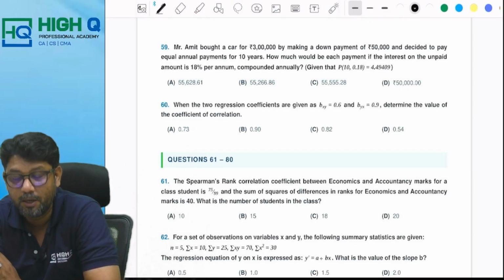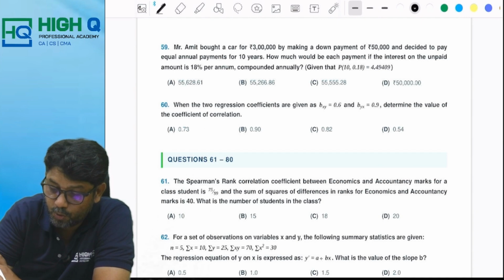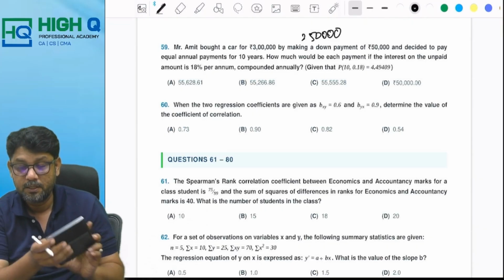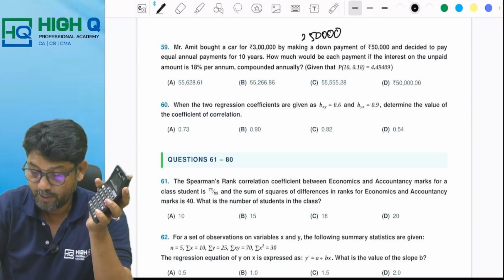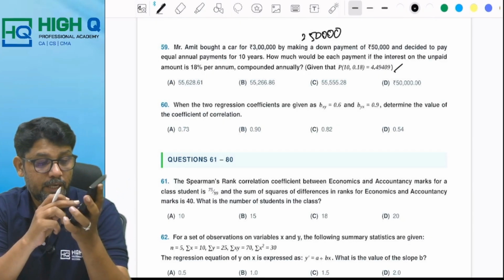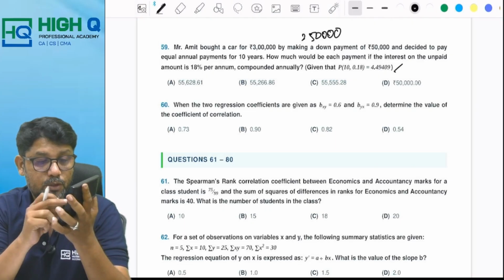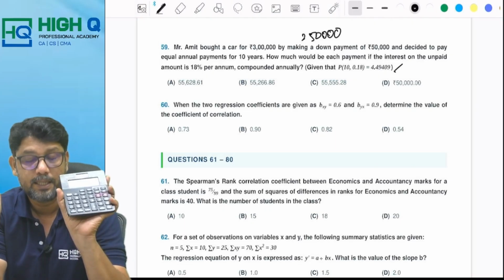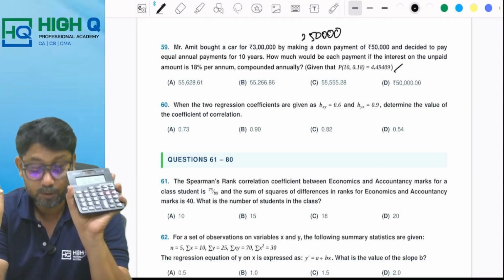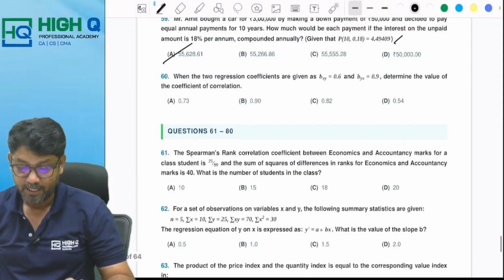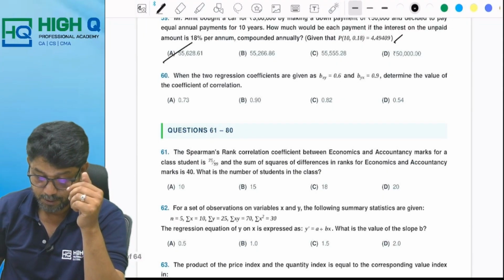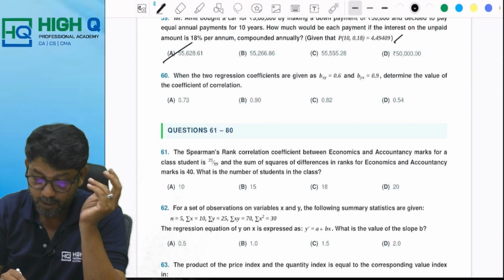If this value is given, the problem can be done without using the formula. Simply, what is the loan amount? 2,50,000. Am I right? 2,50,000 divided by the value given now, 4.49409. Simply you divide it, you will get the answer, my dear. We get 55,628.61. That's it. Okay. Next. If that value is given, it is always simple, my dear.